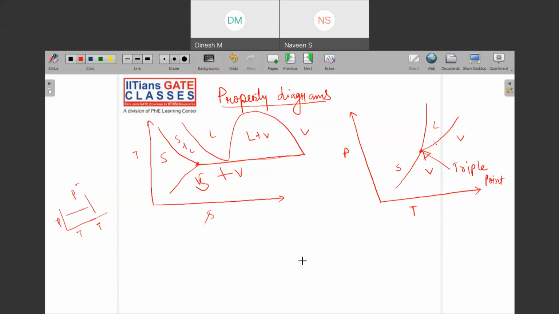Okay. So next is PV curve. So how does PV curve look like? Next is, this is your TS, this is PT, and next is pressure specific volume diagram. Pressure and specific volume diagram. Okay. So how does it look like? Pressure specific volume diagram.